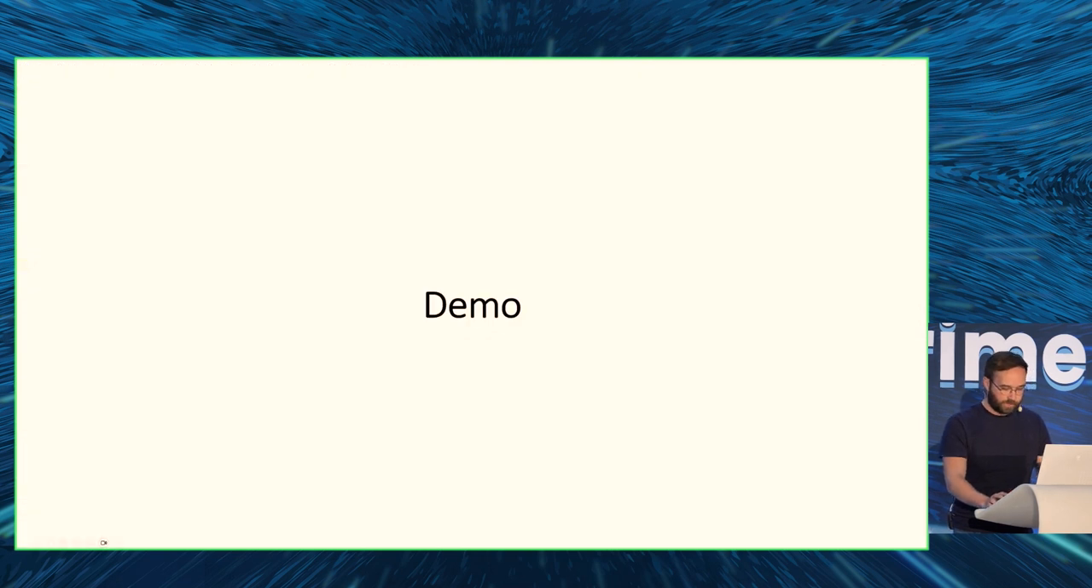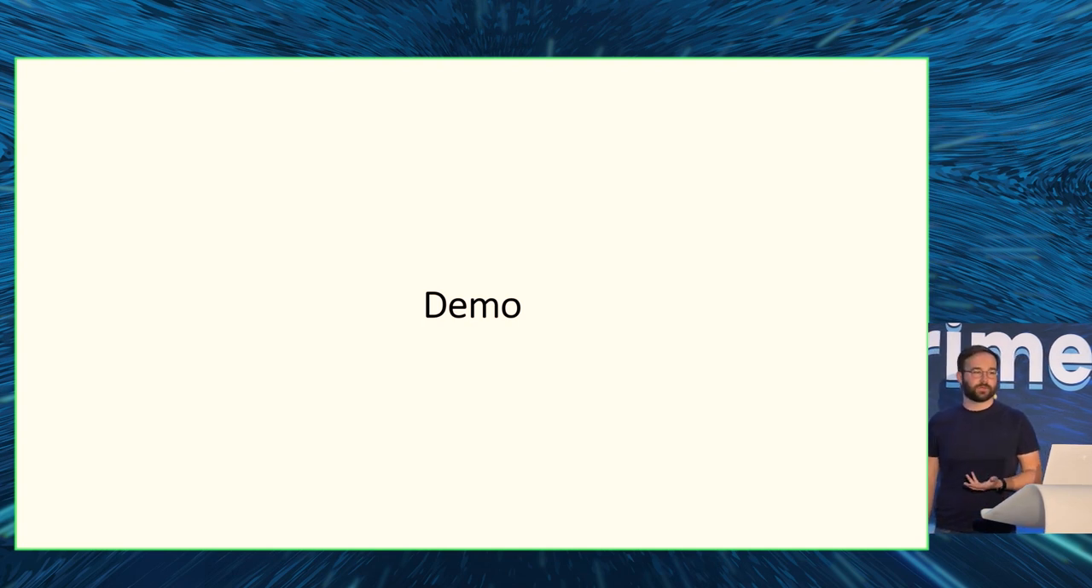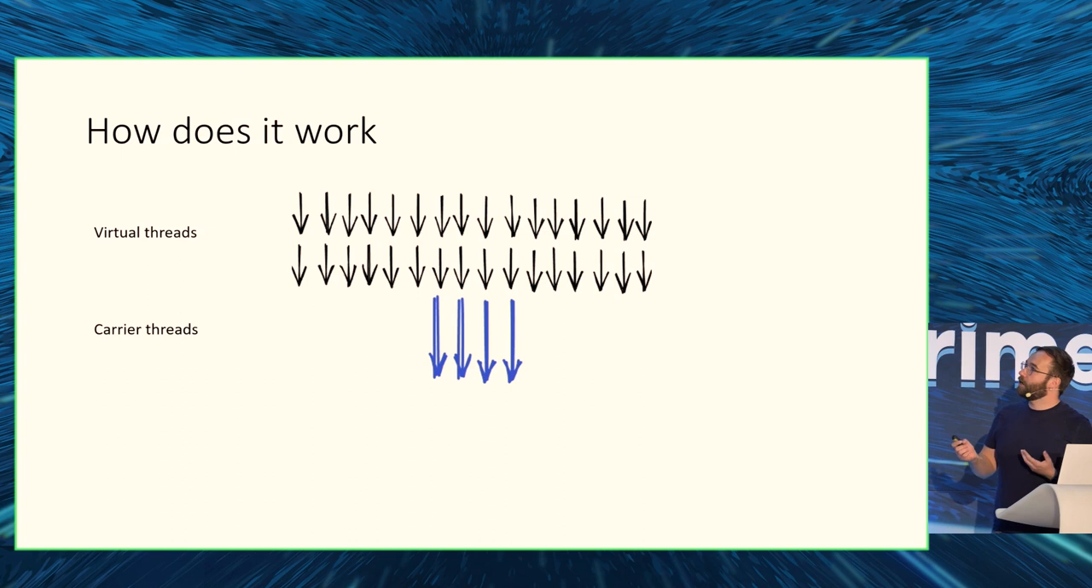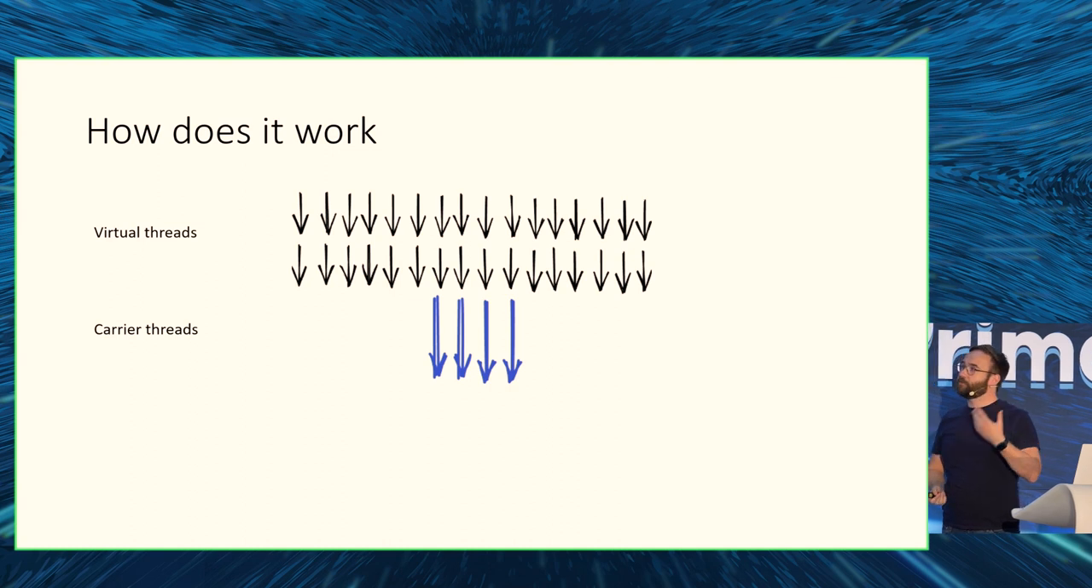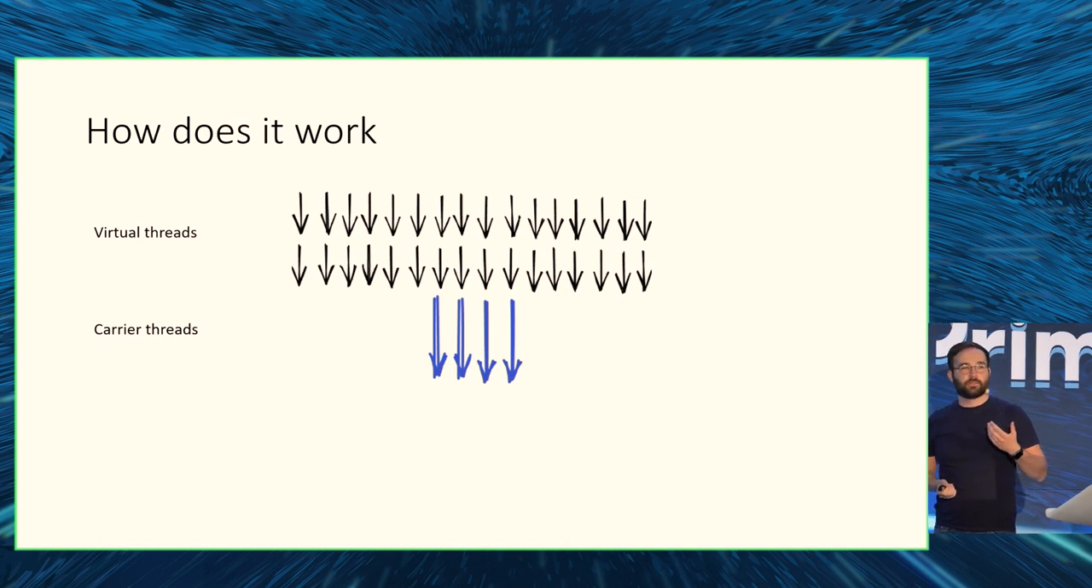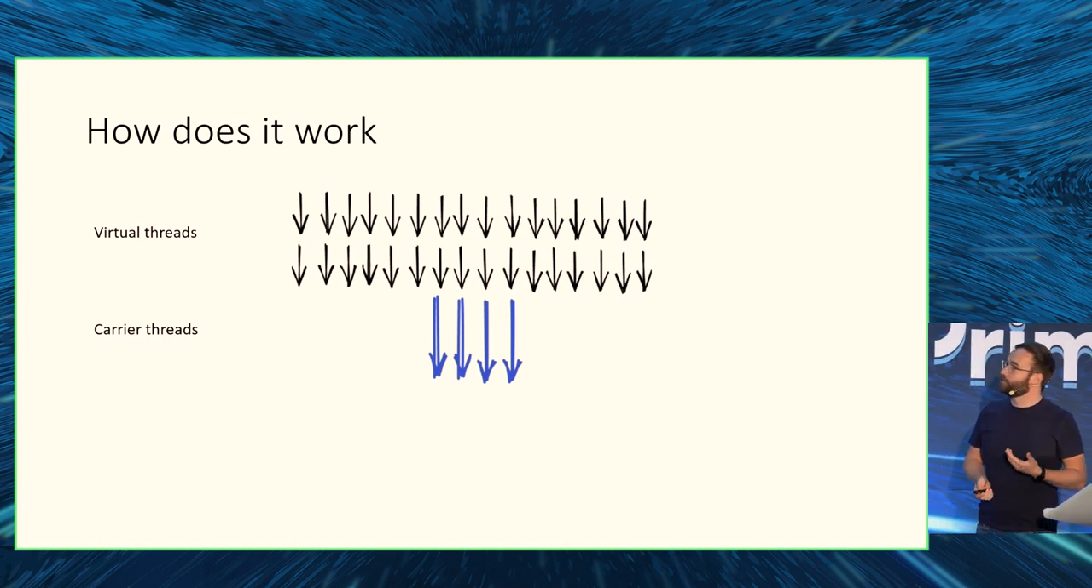So how does this work behind the scenes? Because as I've just shown, I have created 10,000 virtual threads, but I ran it on a laptop which, well, doesn't have 10,000 cores. So how do these virtual threads run? Here I have a very simple diagram, with the virtual threads that I just created at the top and the carrier threads at the bottom. My virtual threads don't directly run on the system. They run on what is called a carrier thread. And a carrier thread is just a simple platform thread, but it is designed to run virtual threads.